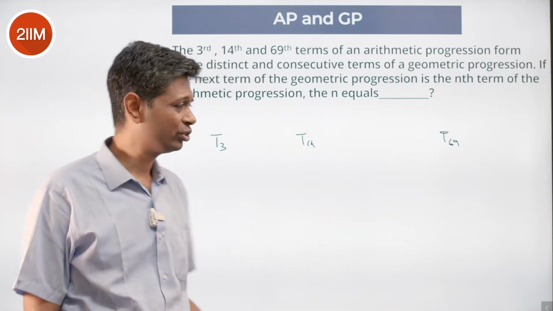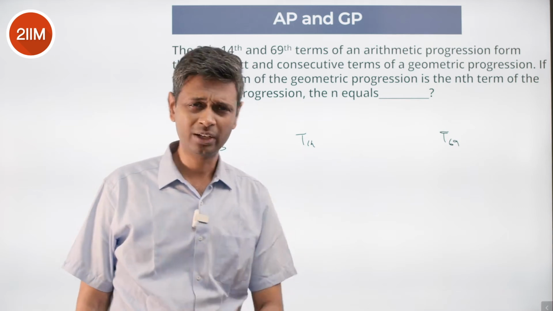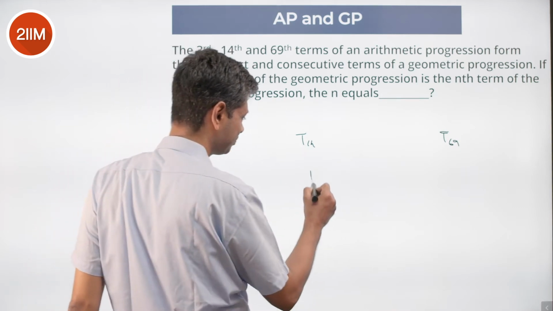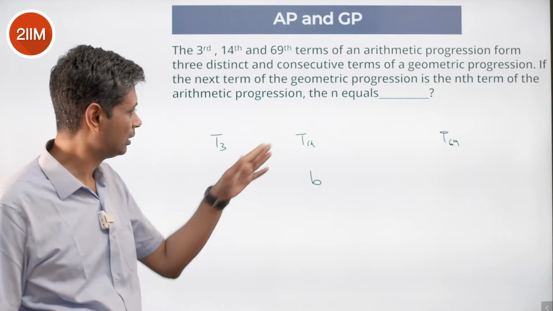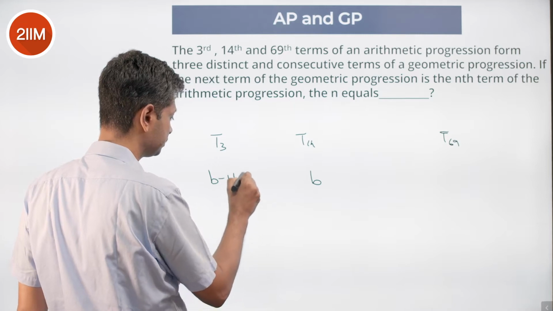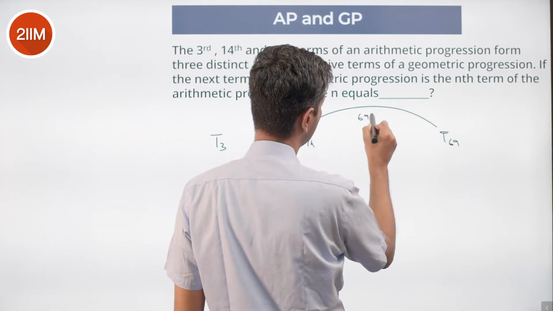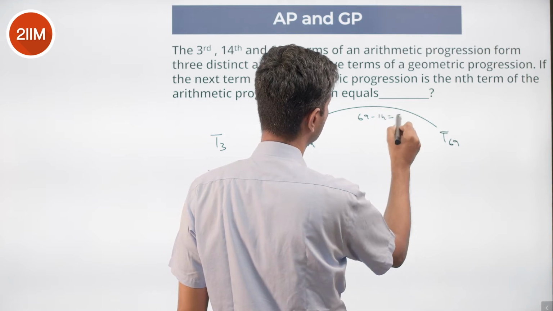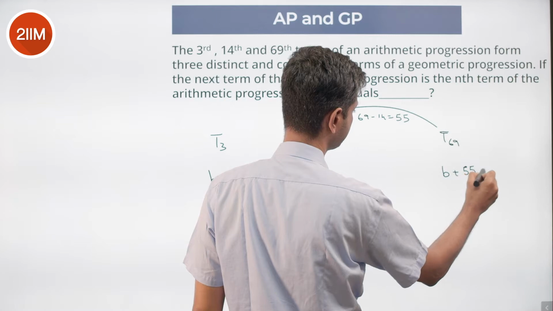I know these are a plus 2d, a plus 13d, a plus 68d. I'm not going to do that. I'm going to define this as b. Geometric progressions get defined very well with the middle term. From here, 11 terms before, b minus 11d. From 14 to 69, 69 minus 14 is 55. This will be b plus 55d.